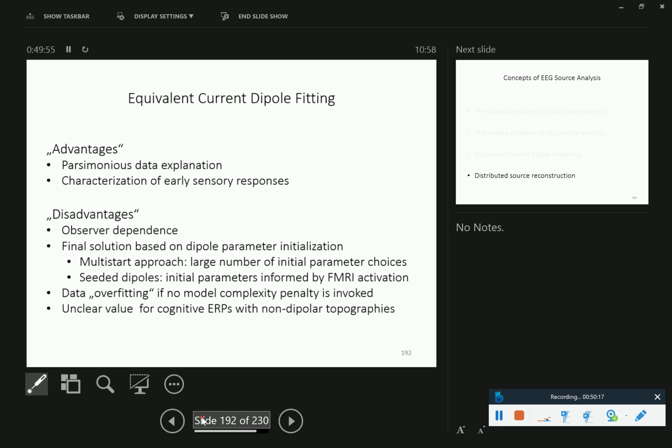Good. I think it's time for a break. Any questions right now? Good, then let's have a break, and after the break, discuss distributed source reconstruction.